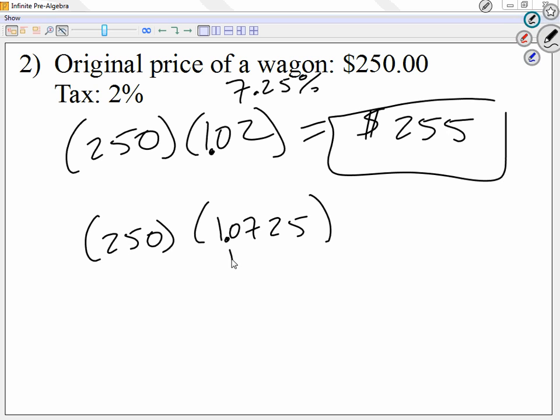My decimal will be right there, 1.0725. If I was doing this here for Bakersfield, 250 times 1.0725 will give me 268 with 13 cents. I rounded that one to two decimal places. Like I said, that's if I was doing it here for Bakersfield.